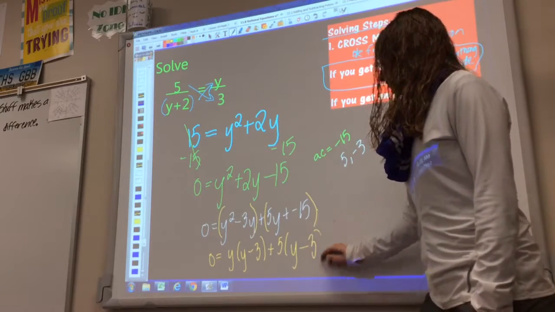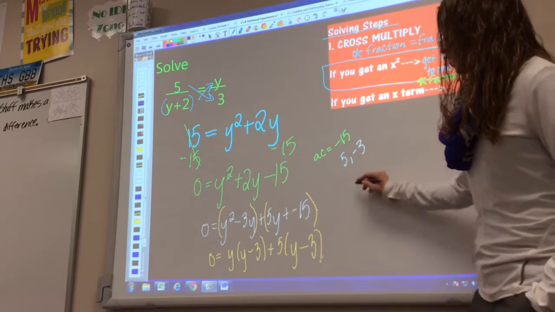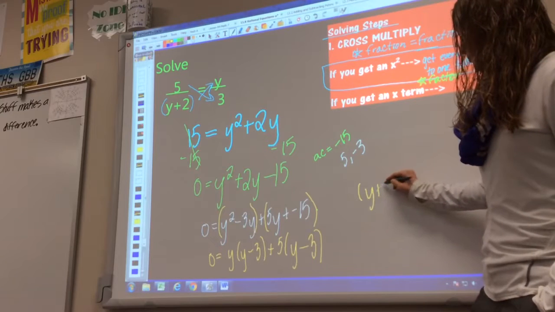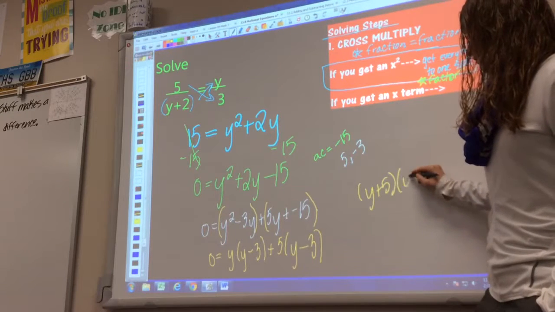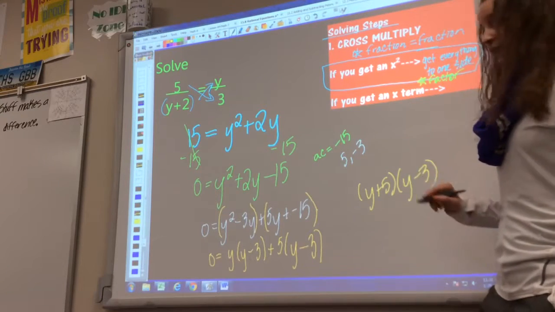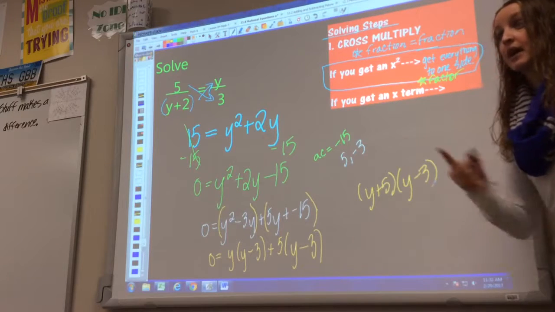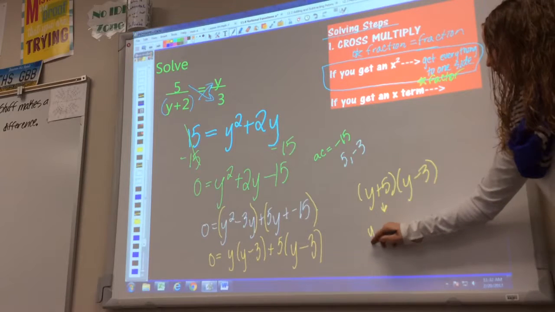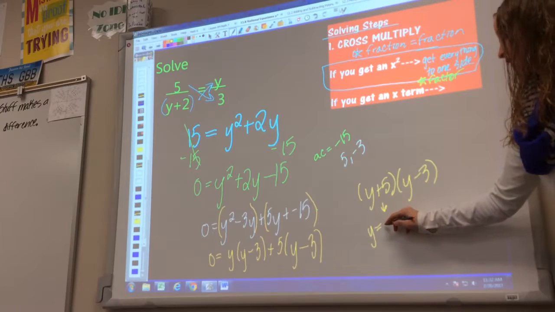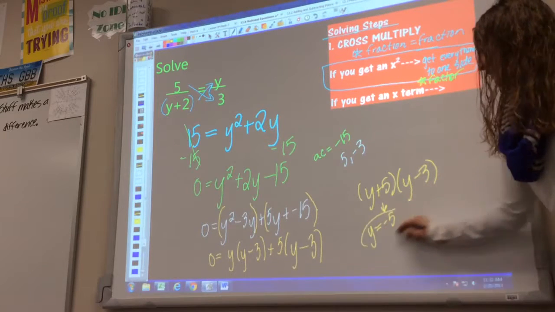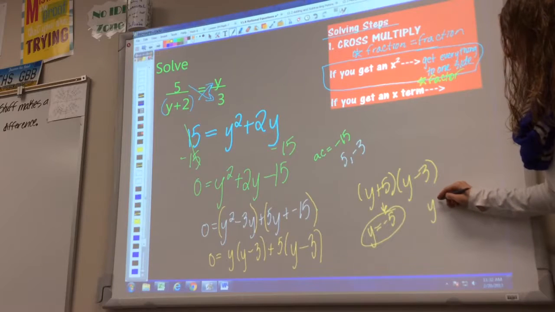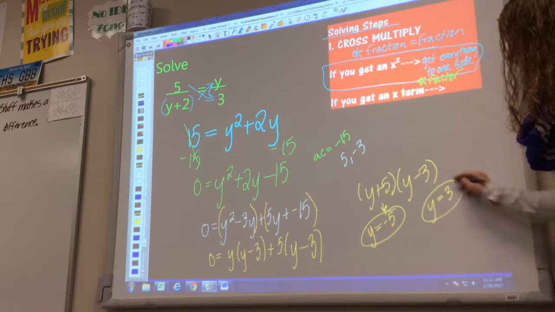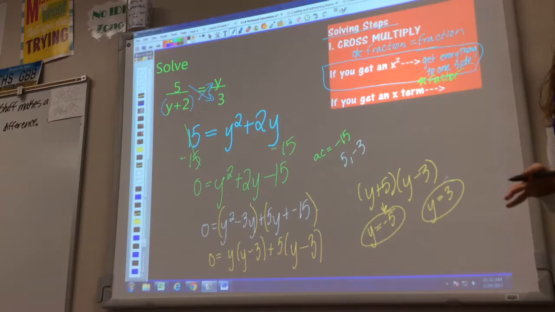Now, some of you get all the way to this step and you stop. I hope no one does that in here. We have to do what, Hunter? Yeah, set them equal to 0. So what's our first answer going to be? Y equals negative 5. Okay, what's our next answer going to be? Y equals 3. Okay. Now, we are not done yet.